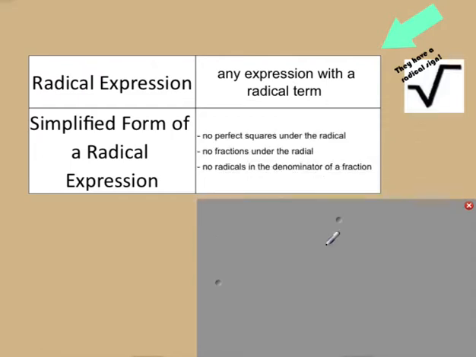So what is a simplified form of a radical expression? There are no perfect squares left under the radical. What is a perfect square? Well, that's that list we made yesterday when we talked about all of the perfect squares. Those don't want to be left underneath the radical. There's also no fractions underneath the radical, so we don't want to have any fractions left underneath there, and there are no radicals in the denominator of the fraction. That's just icky. So we can't have radicals in the denominator of the fraction. All of those need to be true in order for us to have simplified radicals.